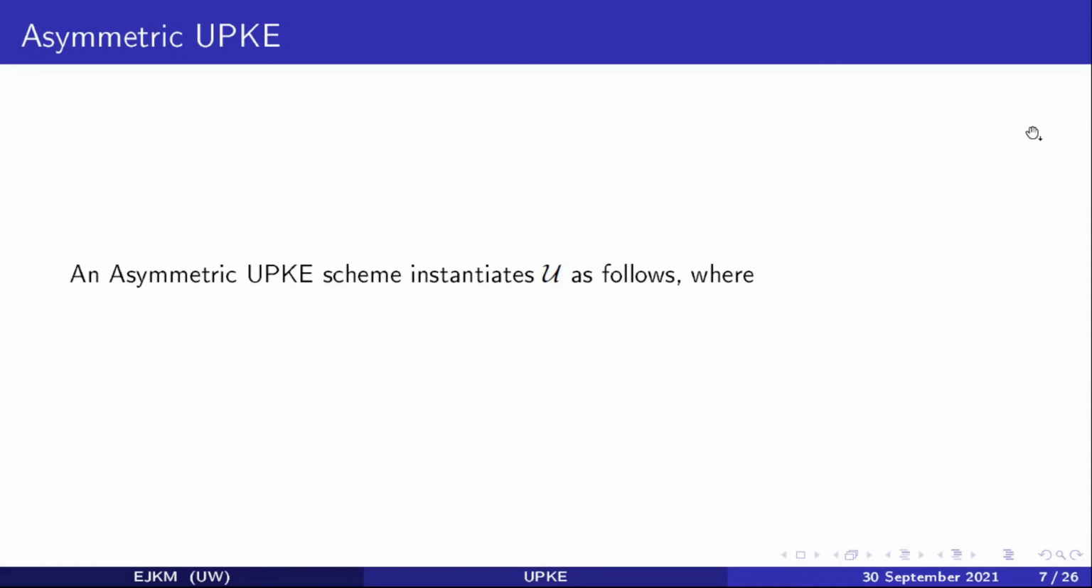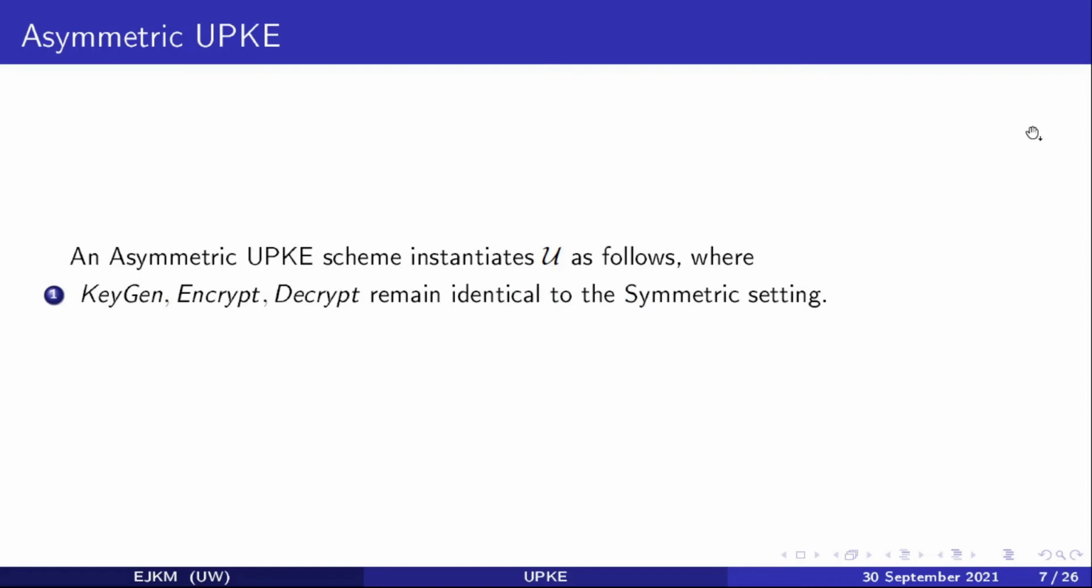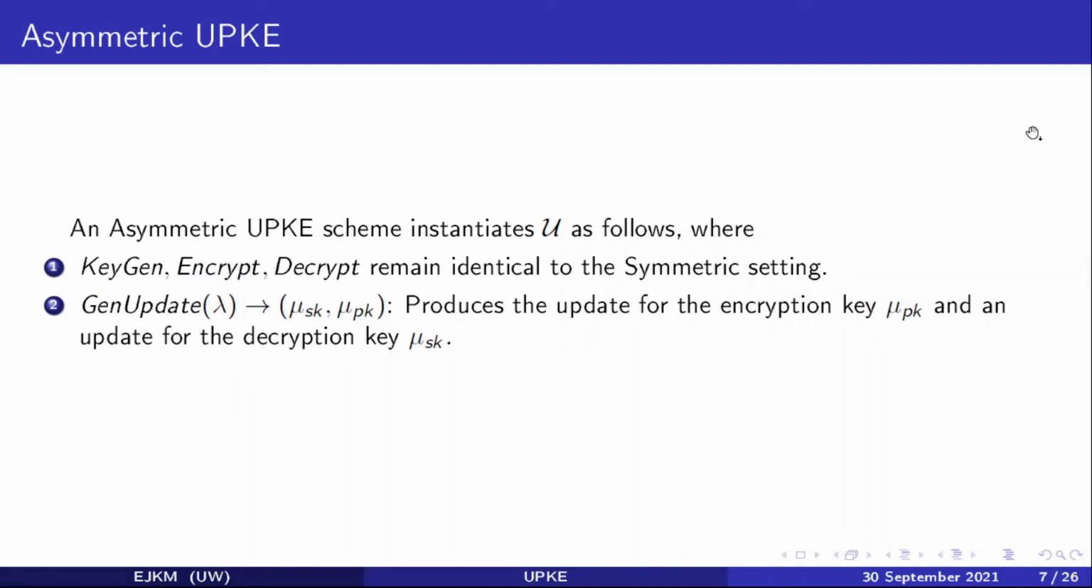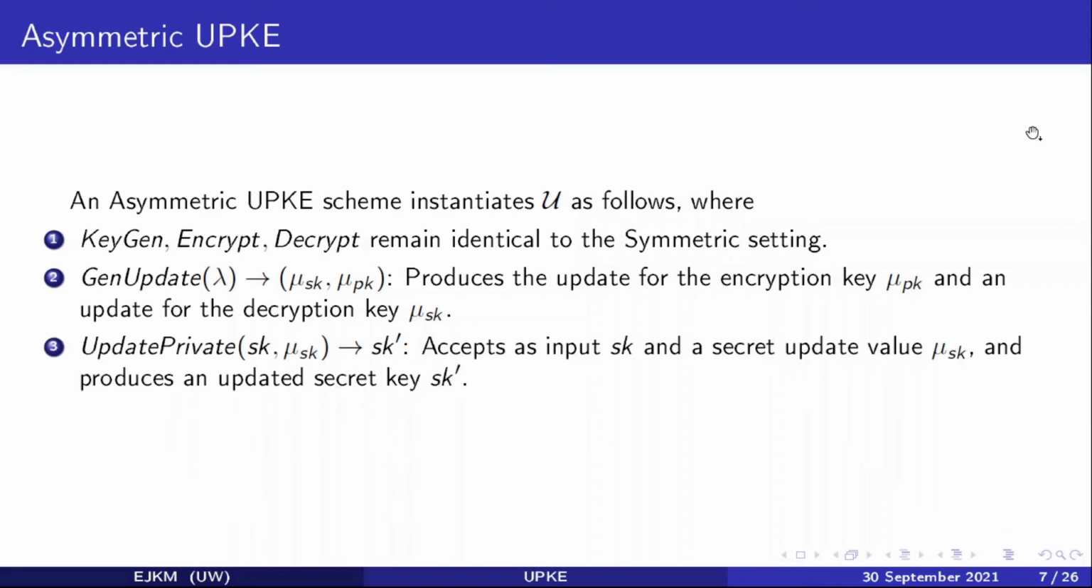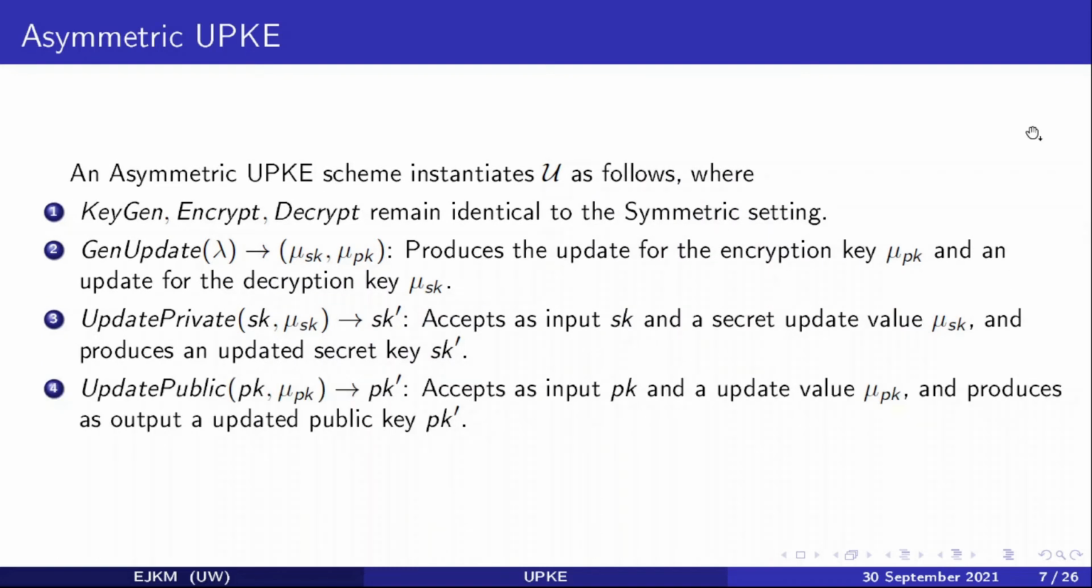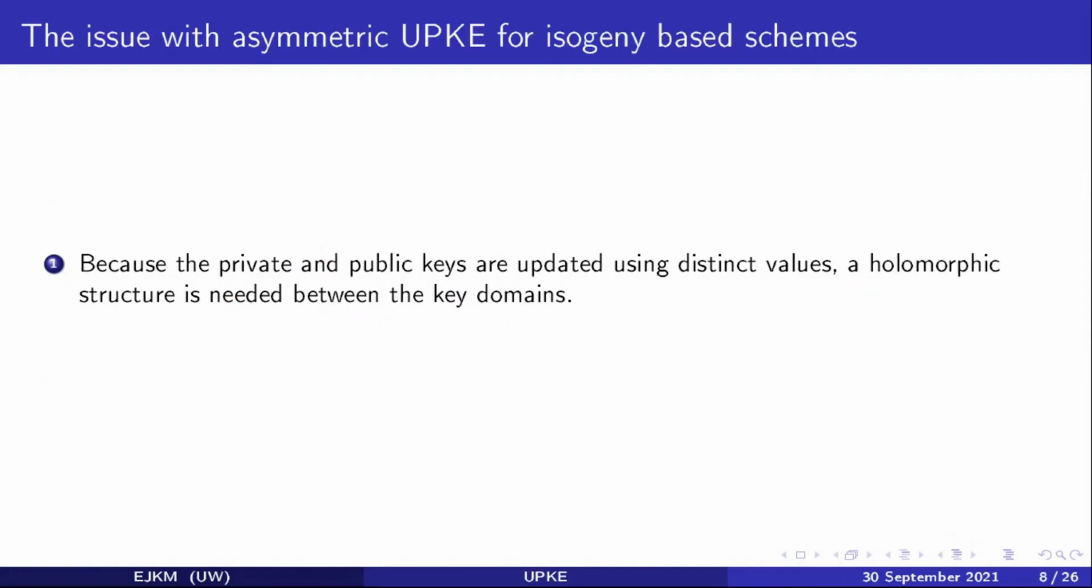The asymmetric UPK scheme is very similar to the symmetric one, with one difference. The keygen, encrypt, and decrypt algorithms are exactly the same as in the previous case. However, the gen update algorithm uses the same parameter lambda to generate two different update values. One that will be used for the secret key update, and one that will be used for the public key update.